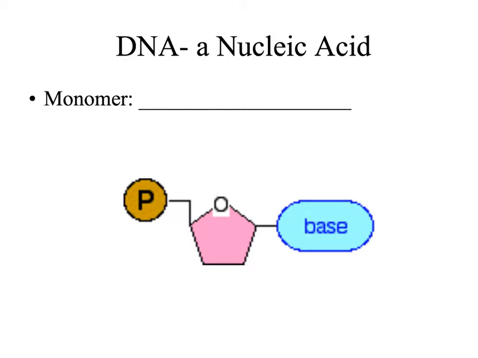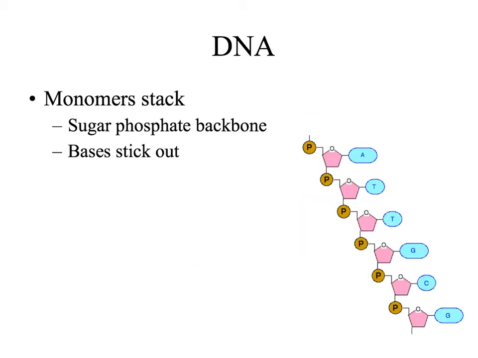In Chapter 2, we learned that DNA is built of monomers called nucleotides. Each nucleotide is made of three parts. First is a phosphate group, second, a pentose sugar, third, a nitrogenous base. Nucleotides stack together and the phosphates bond to a sugar in a neighboring nucleotide. This creates a sugar-phosphate backbone with the bases sticking out to one side.